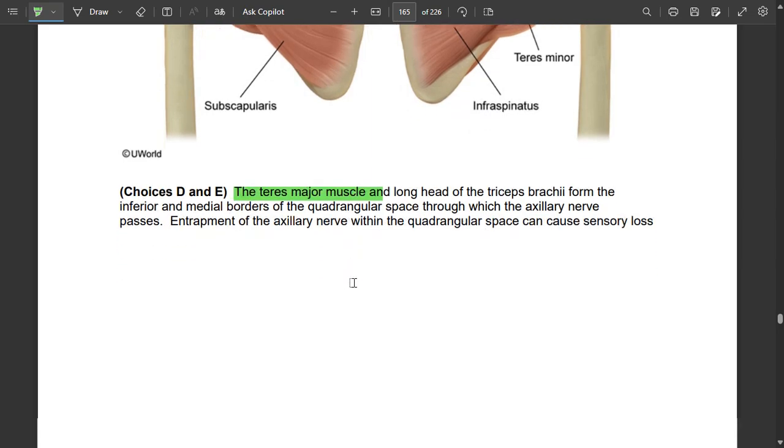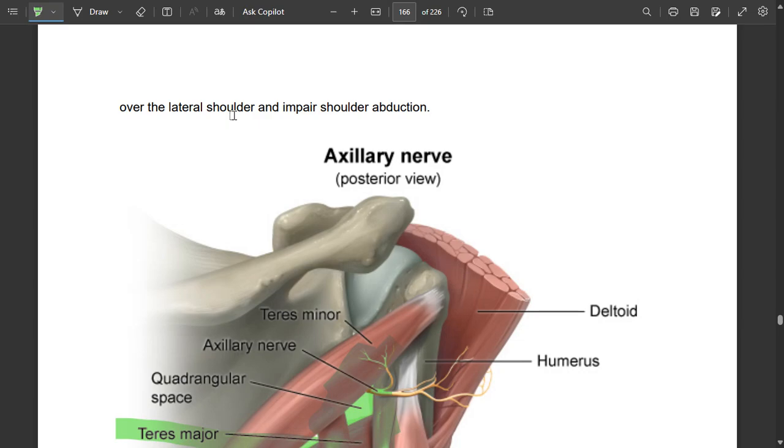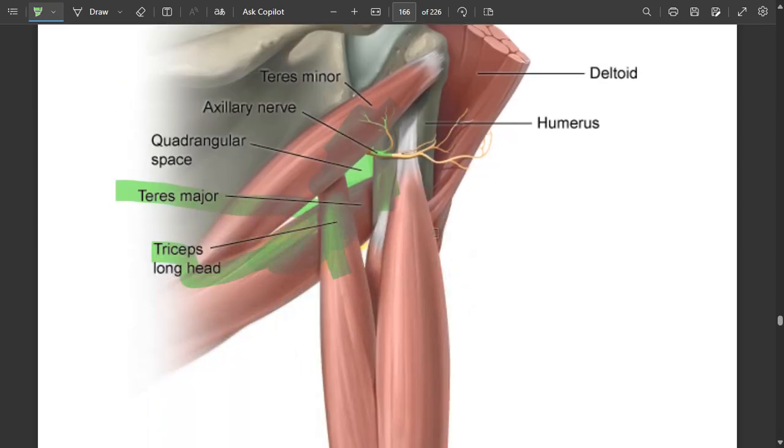Impingement of the axillary nerve within the quadrangular space can cause sensory loss over the lateral shoulder and impaired shoulder abduction. So the abduction is impaired.